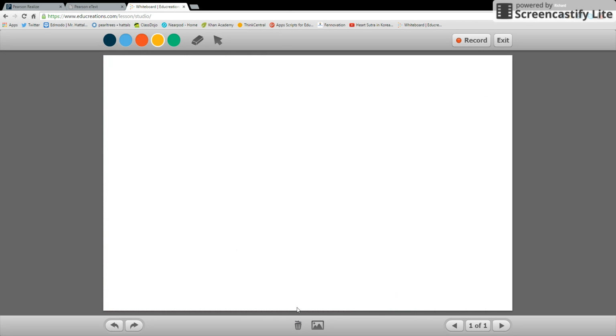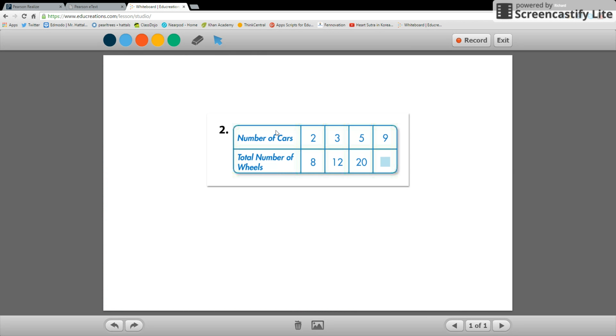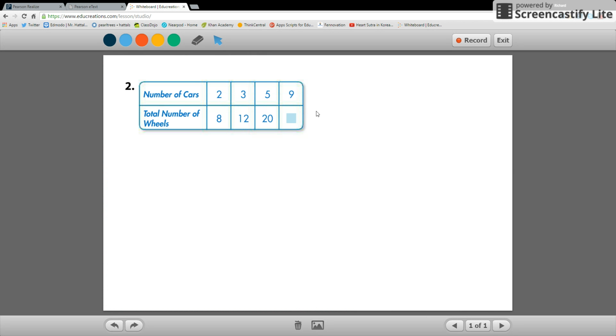All right, so let's take a look at one more example here. And here's the example right here. Now, number of cars. Again, the very first thing that you have to do is determine the rule. So we look here, the number of cars is 2, and the number of total wheels is 8. Okay, 2 and 8.